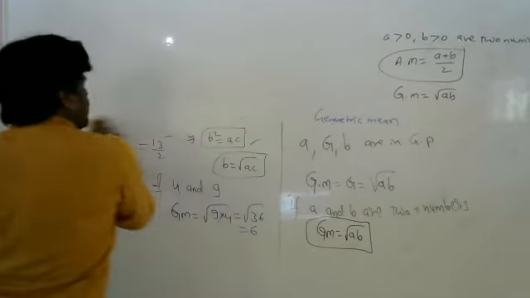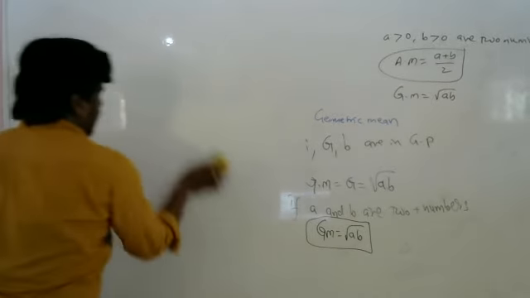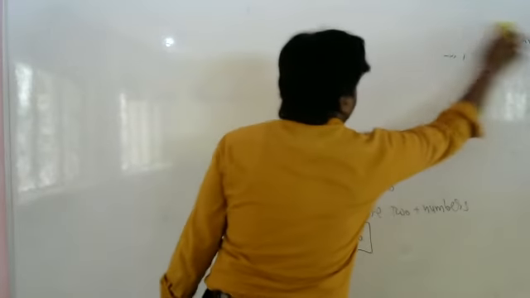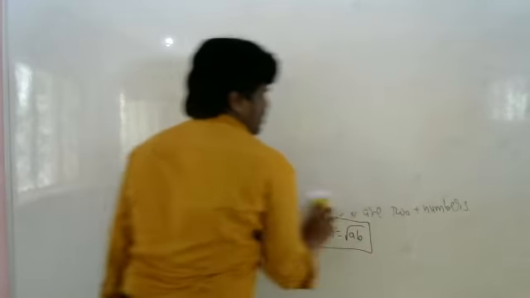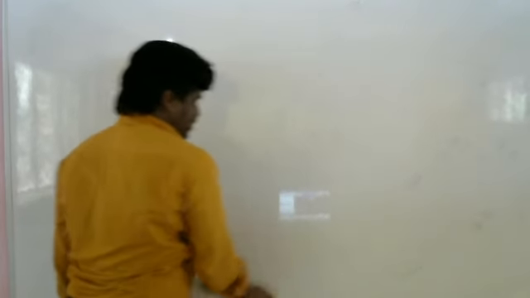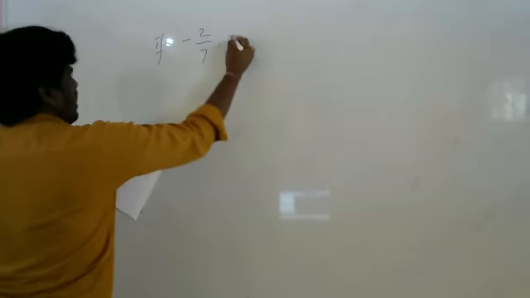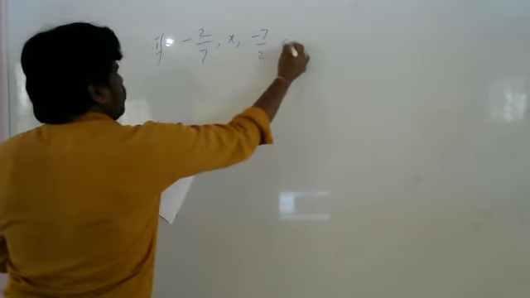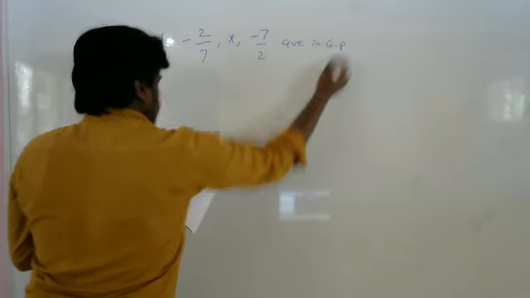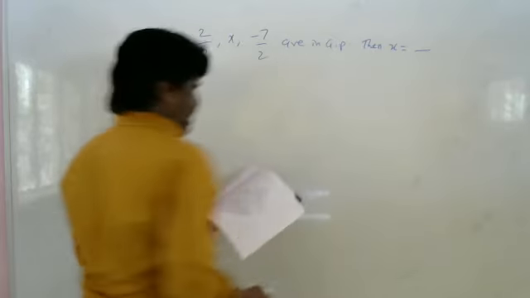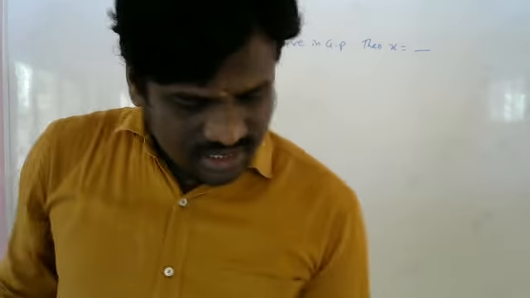So these are the basic concepts we are explaining. Don't worry. The depth of very good JEE Mains and Advanced questions will be solved in the regular classes, where you are going to learn in depth. These are the basics you have to learn. So now, if minus 2 by 7, x, minus 7 by 2 are in GP, then x is equal to dash.